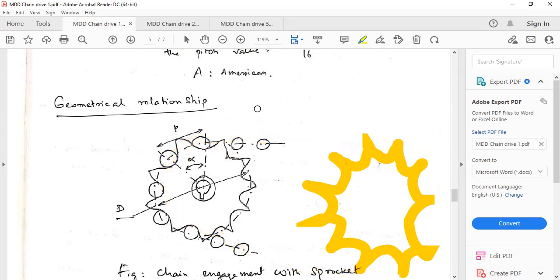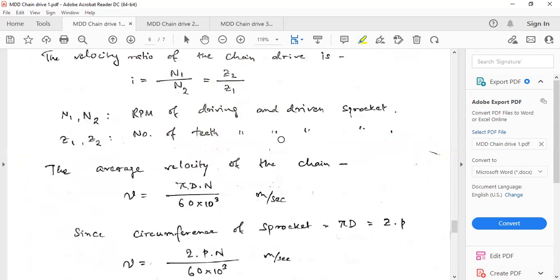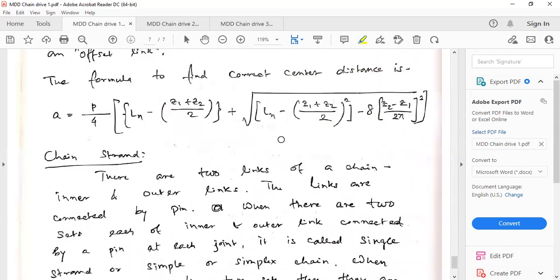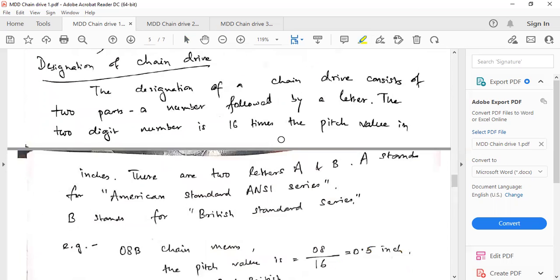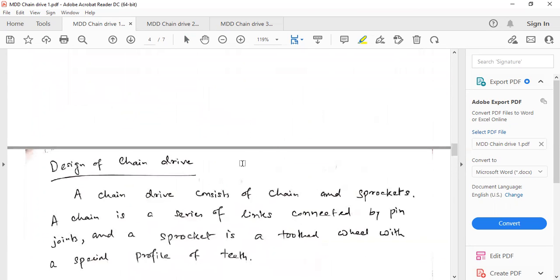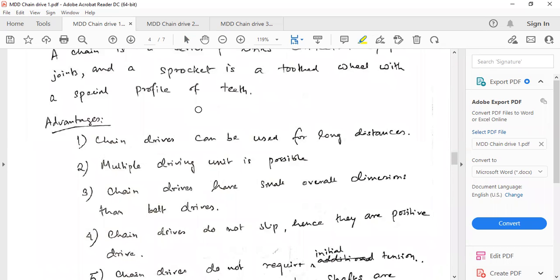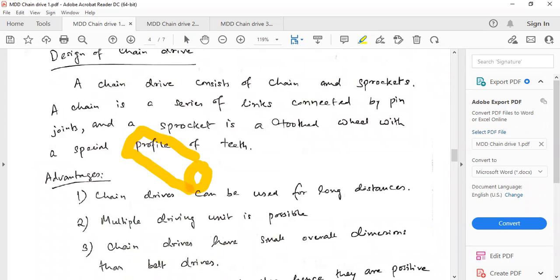Now we have understood that this is a sprocket, and let's see what are the things that we see in a chain. So here is the chain diagram. First, draw a roller. This kind of roller is there. Small rollers, this one. Another one.